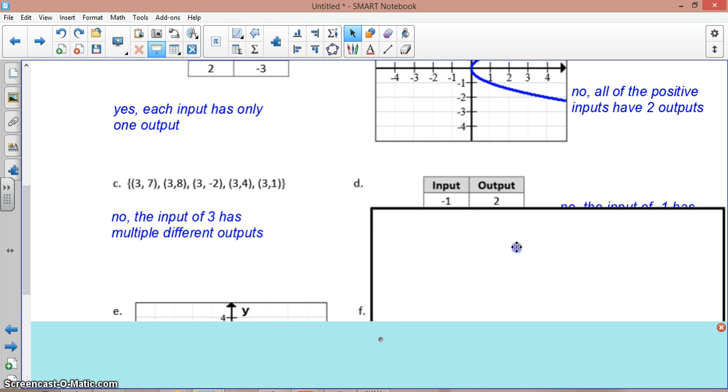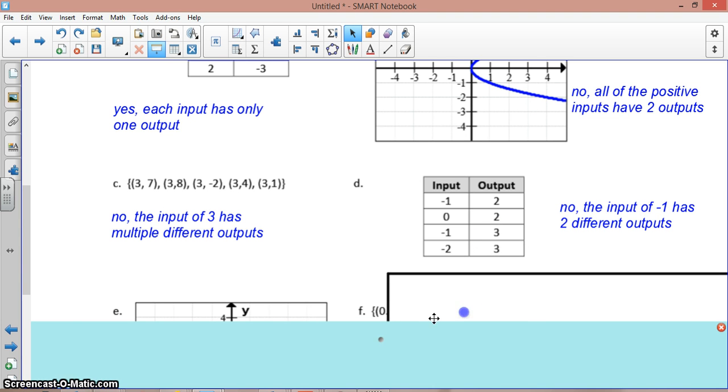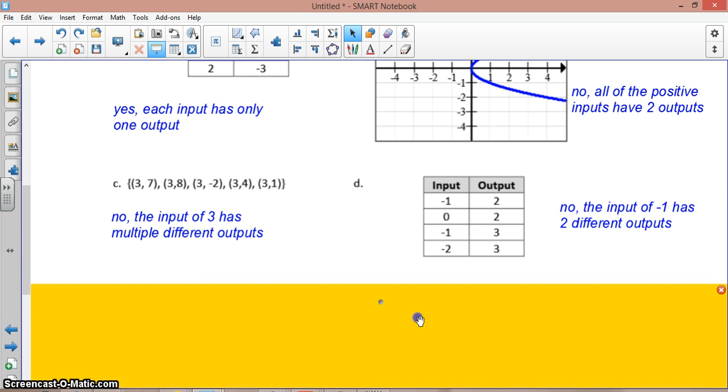If we look at letter D, again we have a table. Looks similar to A, but now the trick is that we have the same input twice. We have the input of -1 and another input of -1 here. And in this case, they have two separately different outputs. So this is not a function because the input of -1 has two different outputs.